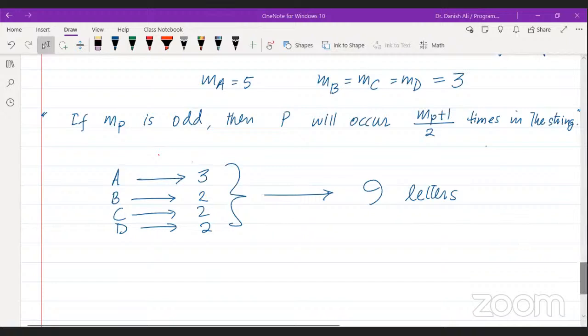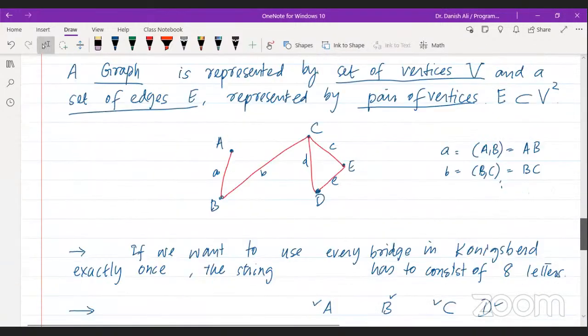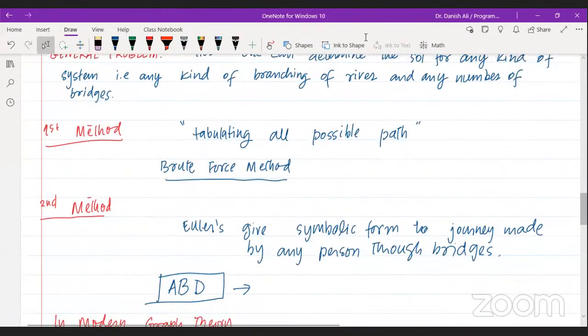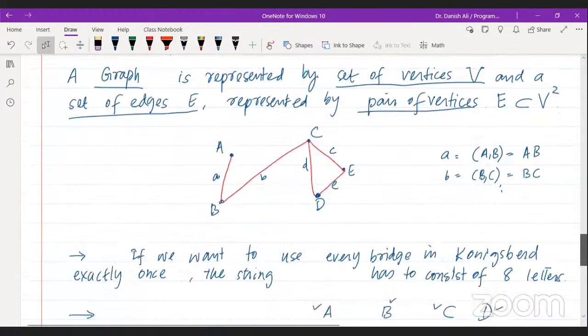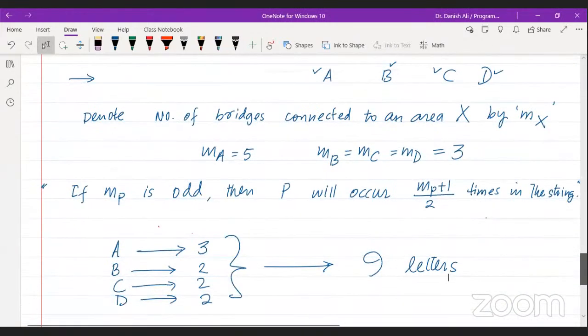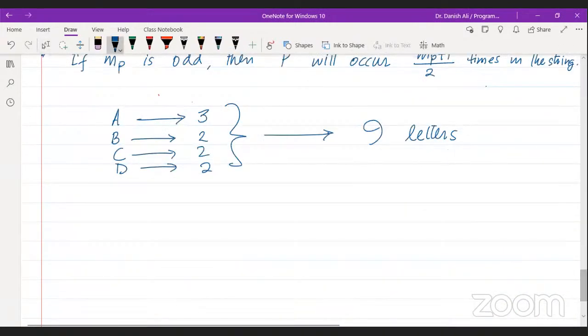This is a very good solution. This is a solution which is given by Euler. Anybody? No questions? Okay. So if you have no questions, let's move forward. There is something in the chat.